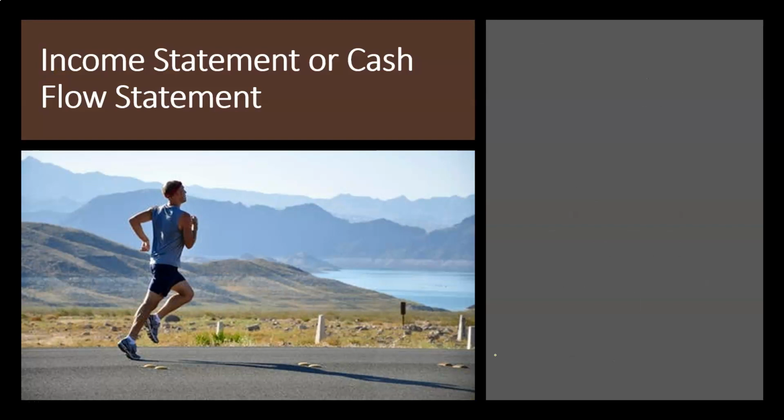So, income statement or cash flow statement. Now the income statement is going to be our performance statement. So the balance sheet says where we are at this point in time. The income statement says how did we get there. So if the balance sheet had a net worth of $1,000 this time and it had a net worth of $500 last time, then how did we get from 500 to the 1,000 in a month, right? The income statement is going to show us that activity of us going from point A to point B.